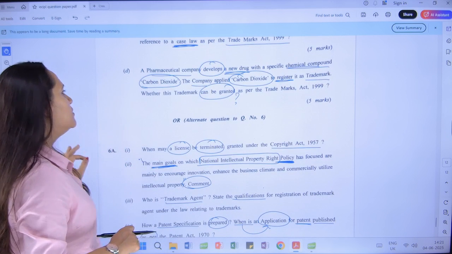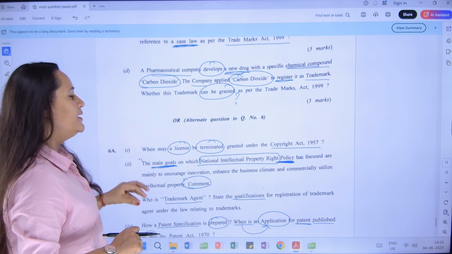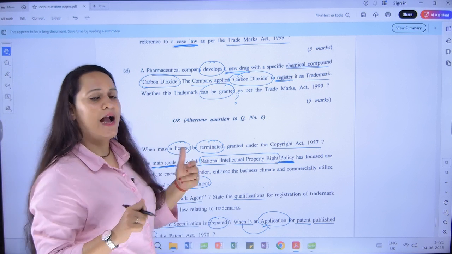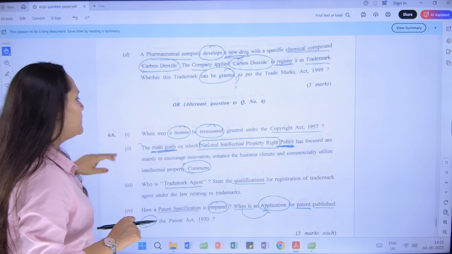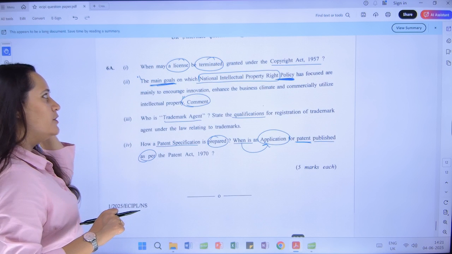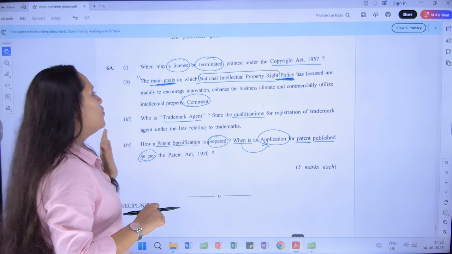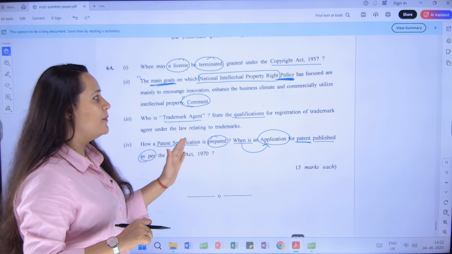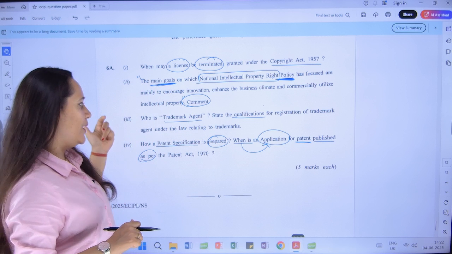Next is, a pharmaceutical company develops a new drug with specific chemical compound carbon dioxide. The word carbon dioxide, can it be registered as trademark or not under the Trademark Act? You have to give a reply. Next, section 6A, which is alternative to question 6. When a license can be terminated under Copyright Act? What are the goals of the National Intellectual Property Right Policy? They have given the statement. You have to comment on the statement that has been provided.